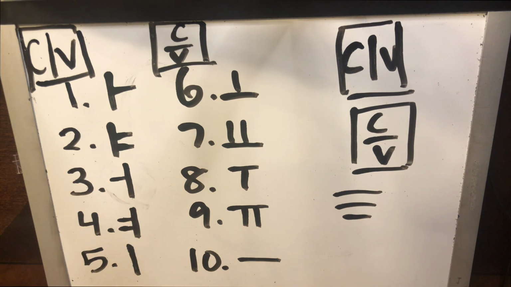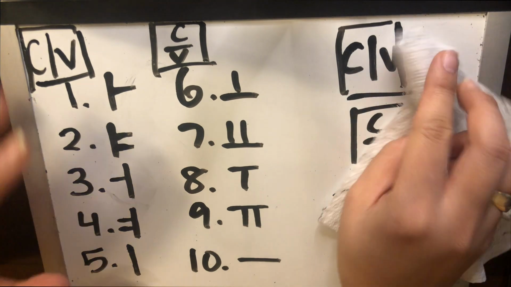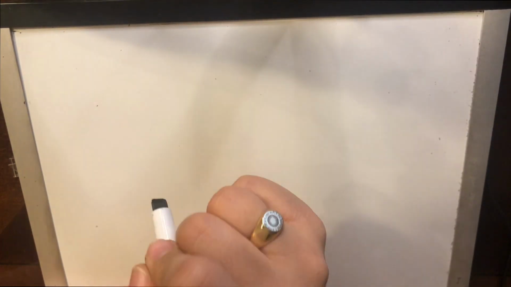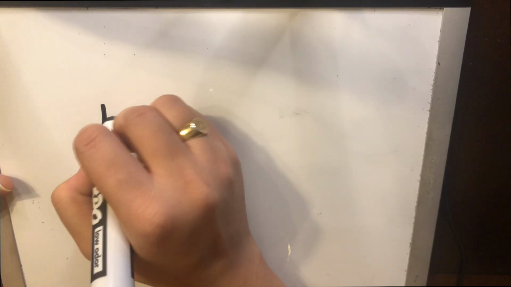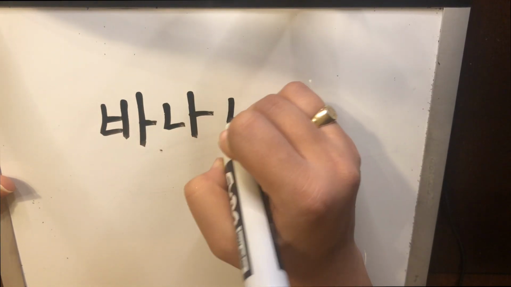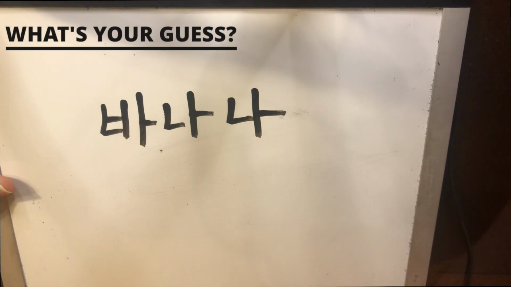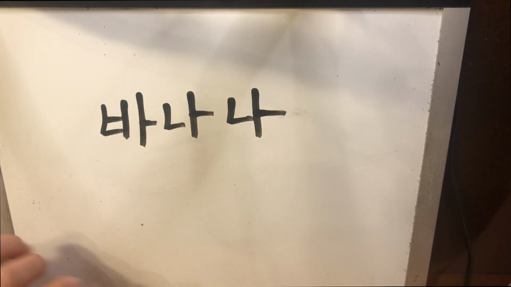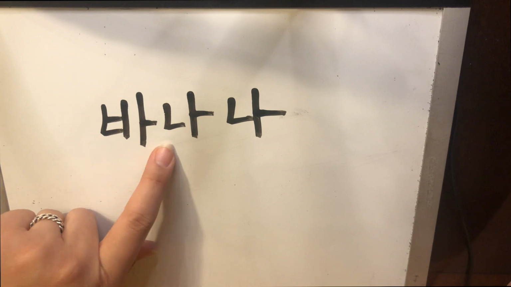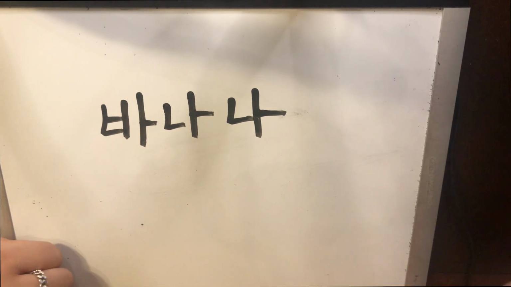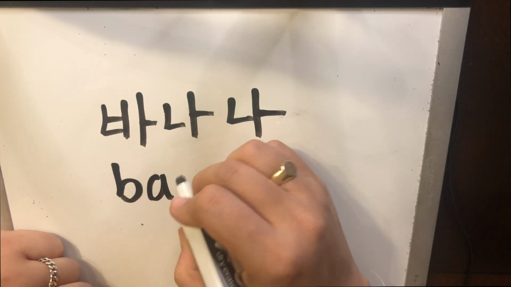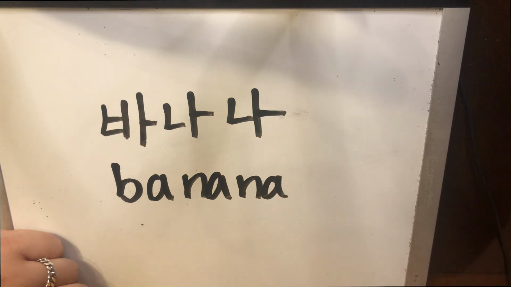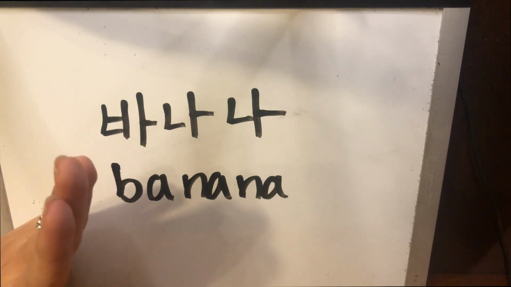Okay, so we're gonna make some words now, and I want you guys to see if you can figure it out before I say what it is, okay? So we have piup, nieun, right? So we know this makes a B sound, an N sound, right? So what do we have here? We have ba, na, banana, right? But in Korean it's banana.